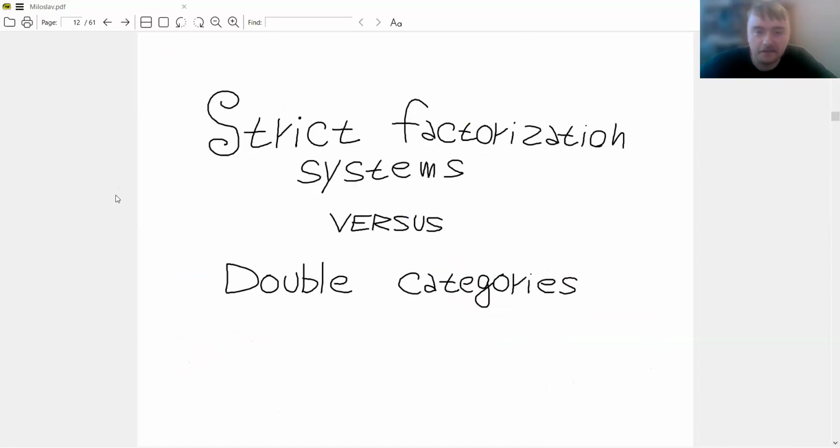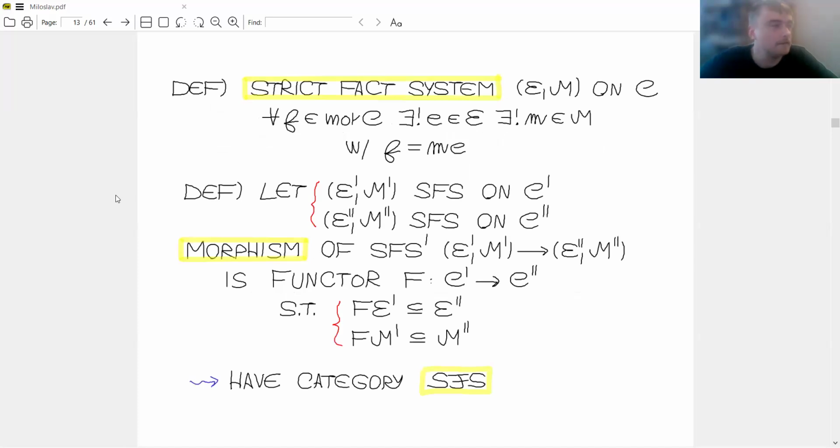Okay, so we can get right to one of the key parts of this talk, which is the comparison of strict factorization systems and double categories. Okay, wait, let me start the timer so I know exactly where I am.